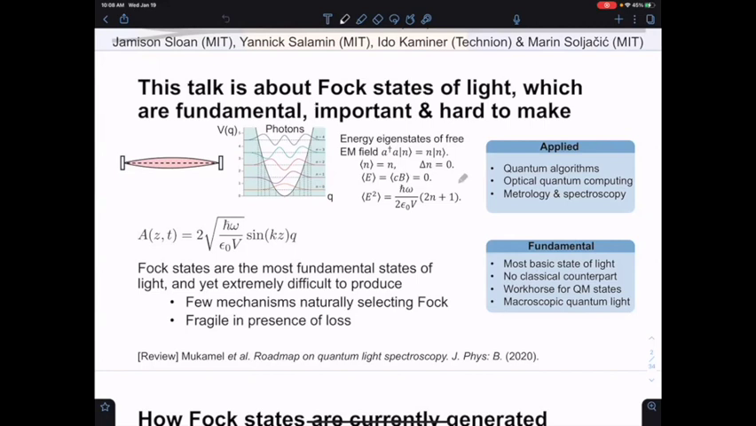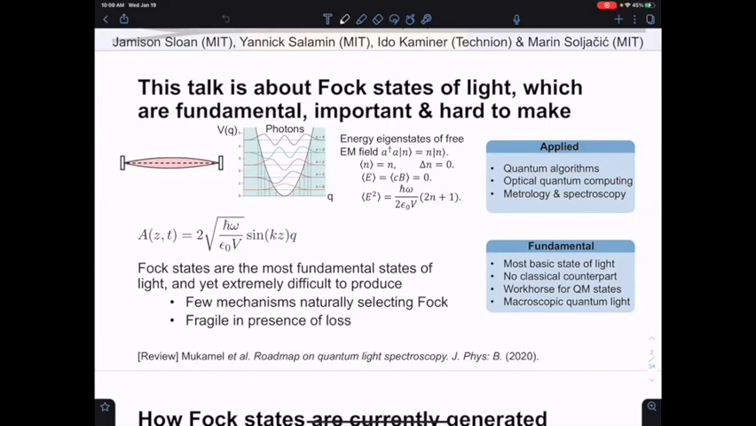And Fock states have very interesting statistical properties. Of course, a Fock state with n photons has exactly n photons. It never has any probability of having anything but n photons, so the mean is n and the variance is 0.